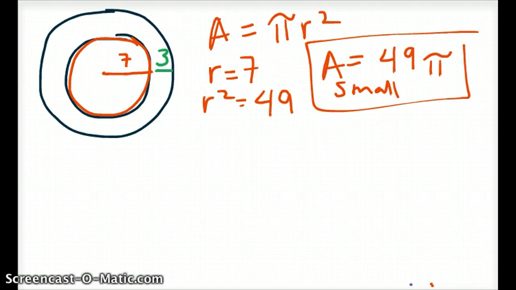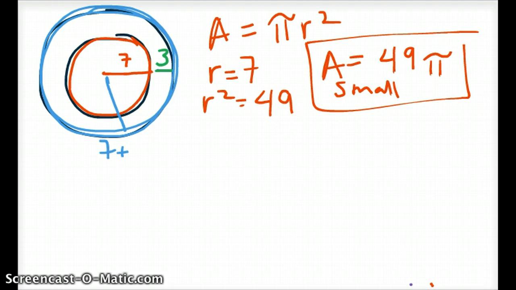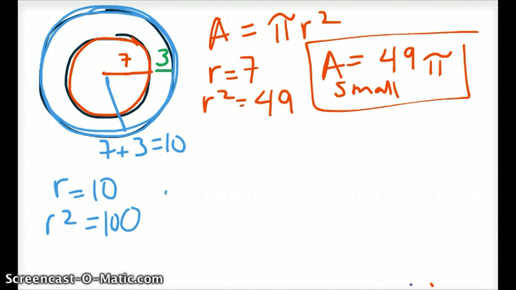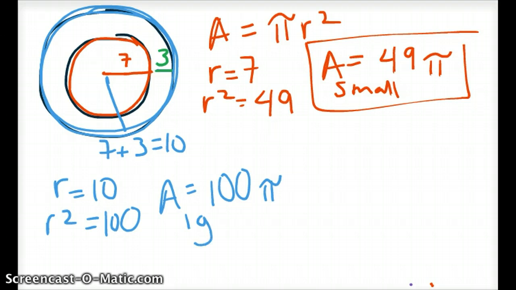That is red. Now I'm going to do the larger circle. And now my radius is going to be 7 plus 3 is 10. So my radius is 10. Radius squared is 100. So the area of the larger circle is 100 pi.